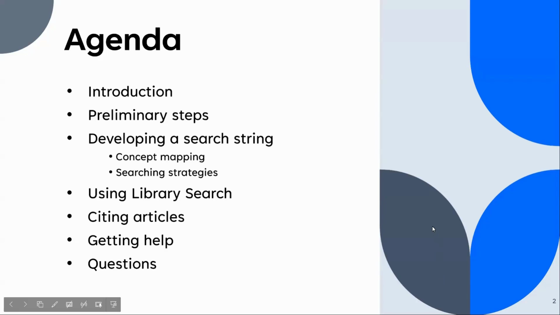There are some early steps that we're going to talk about. Then we're going to get into developing a search string. What is a search string? What pieces do you need to think through as you're developing one? And then from there move into using library search, which is the search engine on the library's homepage. How you would go about citing some of the things that you find there, tips to keep in mind when you're citing, and how to get help after today or as you're moving through different assignments or in different courses. Then we want to save some time at the end for any final questions, but feel free during the session to leave questions in the chat, and we'll keep an eye on those.